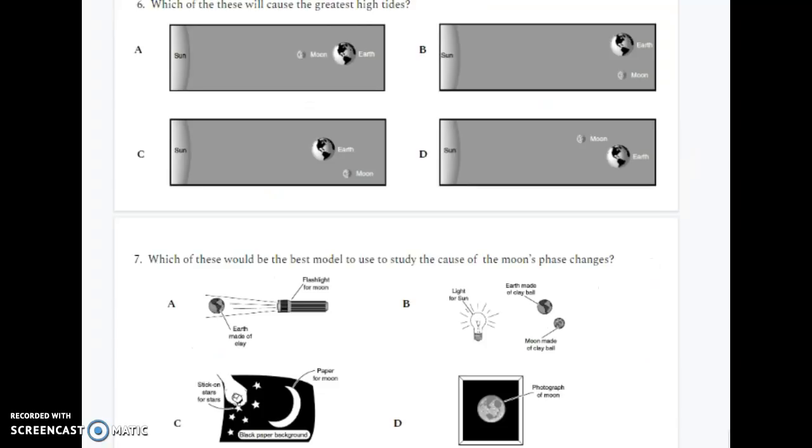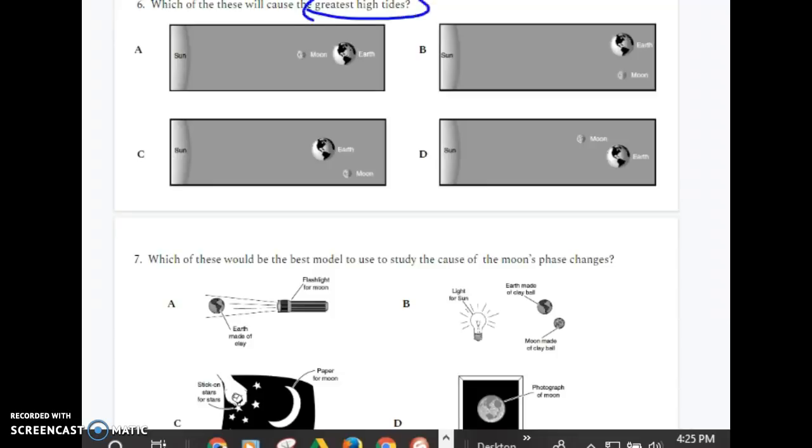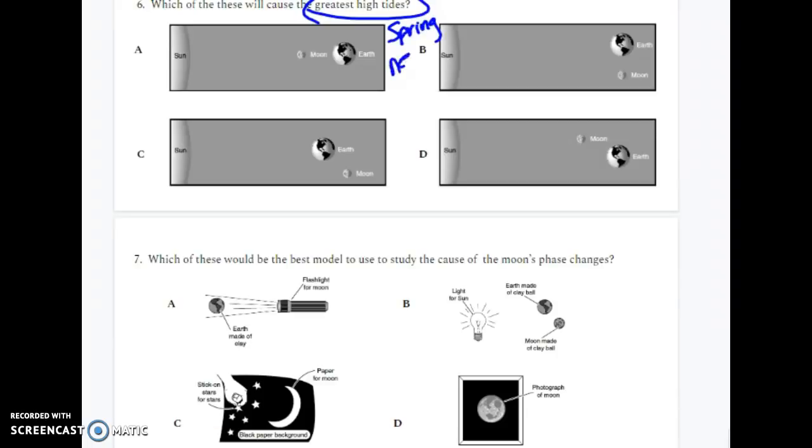Number 6, which of these will cause the greatest high tides? Okay, so greatest high tides, here I know that I'm looking for spring tides. So my spring tides are going to occur in my new moon and my full moon, which is when they're all in a straight line. So here's my sun, my earth, either my moon here or my moon here. So this is a new moon, so I like this one.